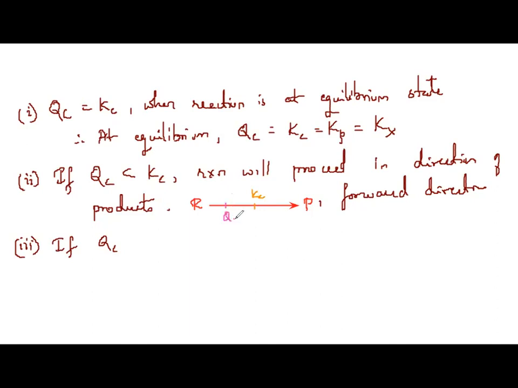So if Qc is less than Kc, Qc is somewhere here. To attain equilibrium, how will the reaction proceed? It will proceed like this. So which reaction is that? It will proceed in the forward direction, that is, in the direction of products.